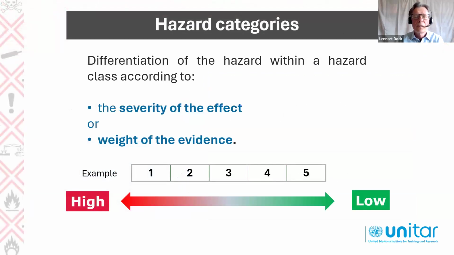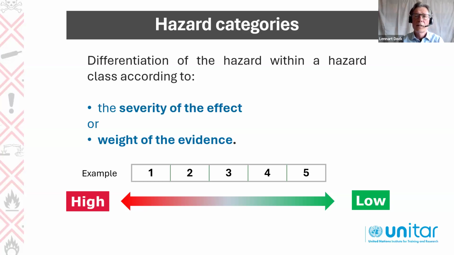And these were the hazard classes, 3 types of hazards. We differentiate, as I said, between physical, health, and environment. Now, within each hazard class, there's also differentiation based on either the severity of the effect or the weight of the evidence, if you, for health hazard, compare animal data, in vitro data in cell cultures, or human experience.